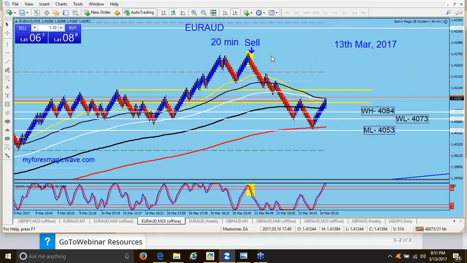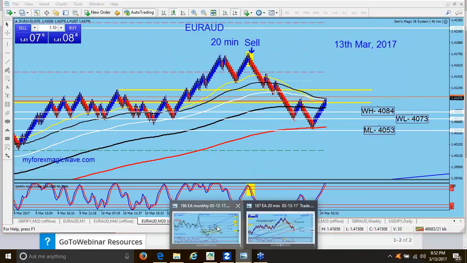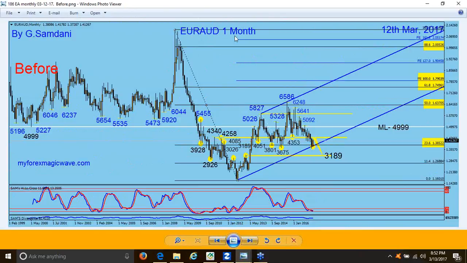So what is my analysis? I just made brand new templates for almost every single pair, indices, and commodities yesterday and today, and I sent them out to my subscribers as well, so that they can all have the same chart as mine. One of them, let's say this one, Euro Aussie. I love this pair, Euro Aussie, Pound Aussie, Pound Yen. These are my favorite pairs because they move a lot, 200 pips easy.